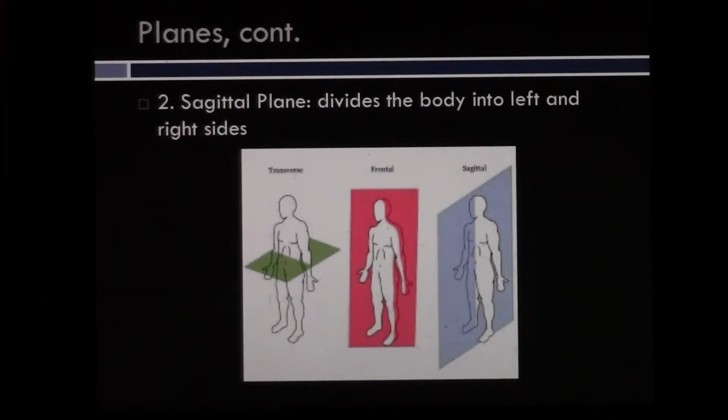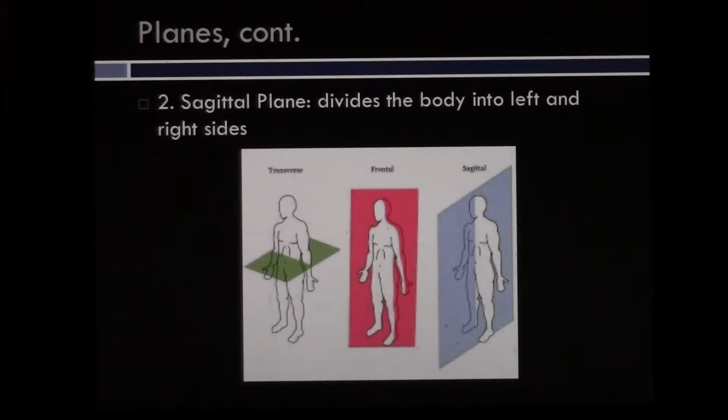Okay, so the second plane that we'll look at is the sagittal plane. So that's the one in blue that's off on the right-hand side on this picture. And again, I know it's a terrible picture. Okay, so the sagittal plane is basically cutting the body into the left and the right sides.